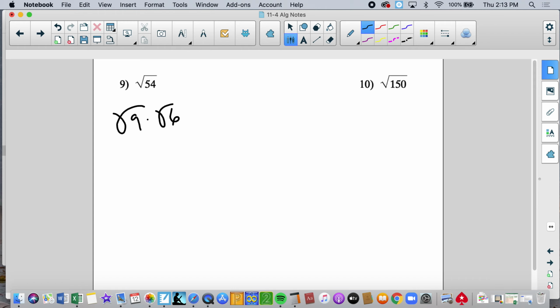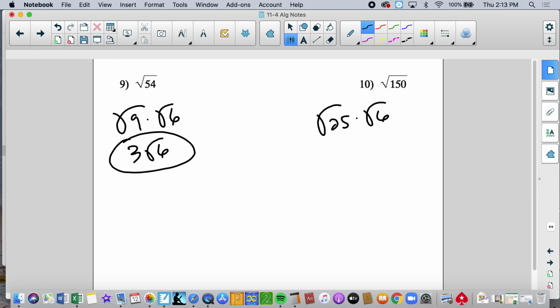Rad 9, rad 6. That becomes 3 rad 6, and as we already know, rad 6 is simplified. 150. Does 4 go into 150? Nope. Does 9 go into 150? Nope. Does 16 go into 150? Nope. Does 25 go into 150? Yes. So there's my rad 25, rad 6. That becomes 5 rad 6.